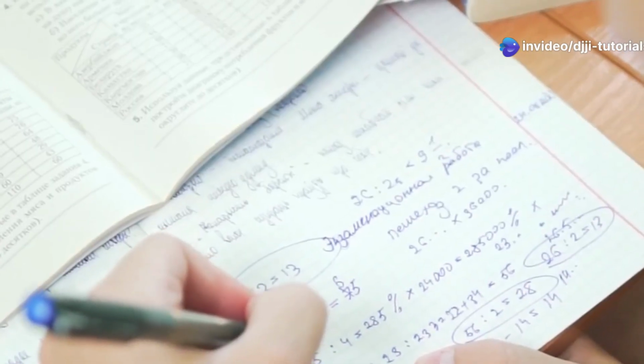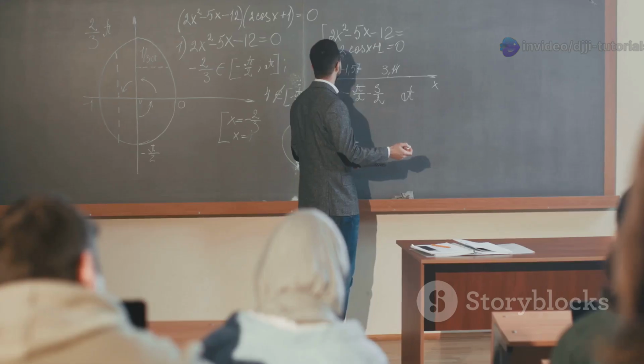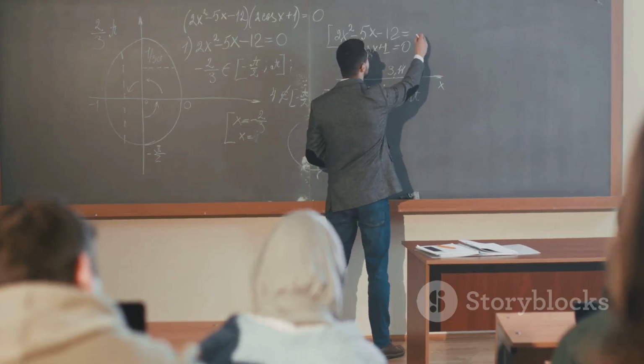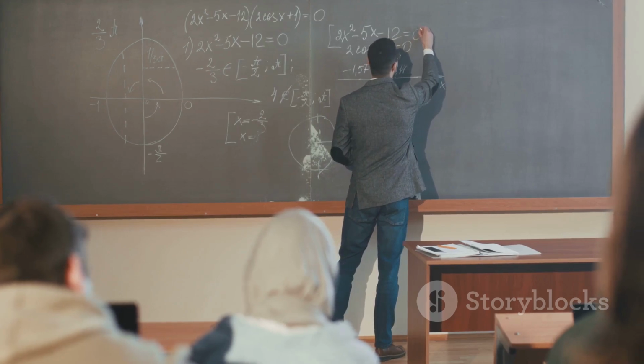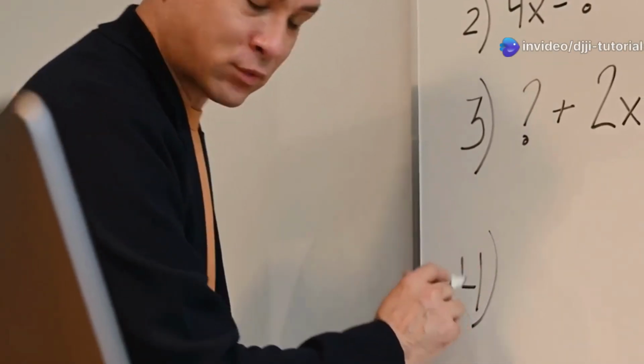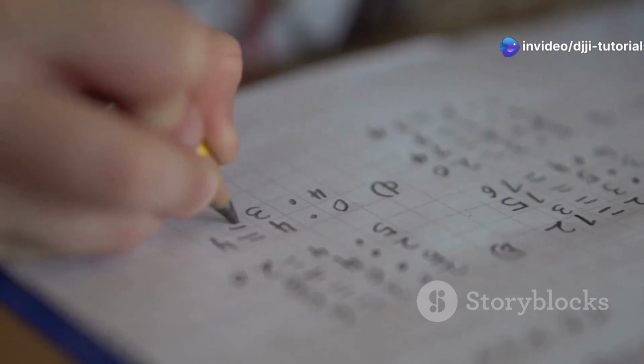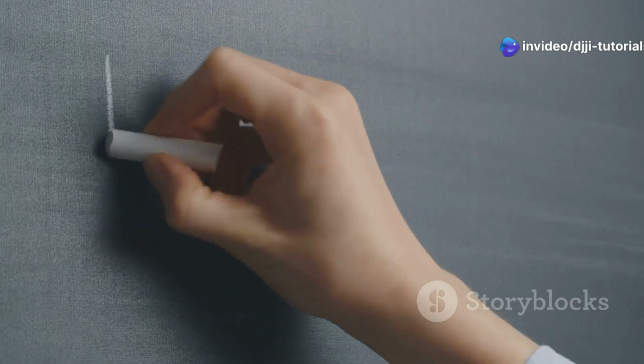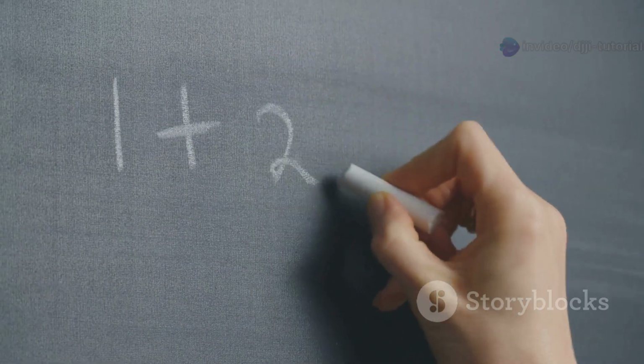Example: let's add and subtract these two polynomials, 2x squared plus 5x minus 3 and x squared minus 2x plus 1. For addition, first combine like terms: 2x squared plus x squared, 5x minus 2x, and negative 3 plus 1. Then simplify to get 3x squared plus 3x minus 2.